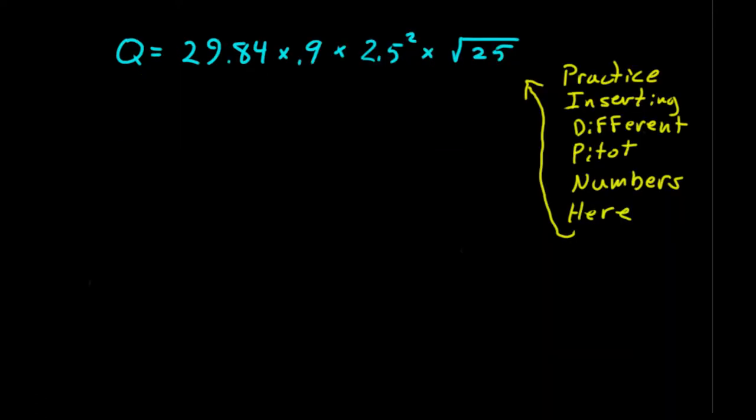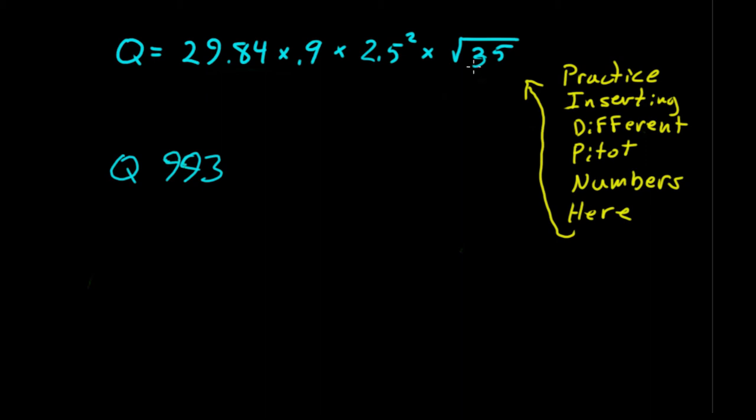So let's work this out, and you can insert different pitot numbers here. If you want to give it a shot, instead of 25, let's just make this number here 35. Try and see what you would get there. Go ahead and pause here, and I'll give you the answer in 3, 2, 1. Okay, the answer to that would be 993 gallons per minute.